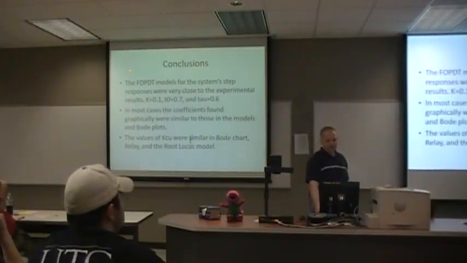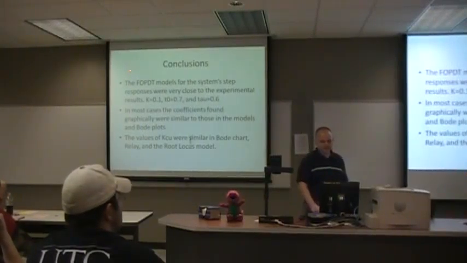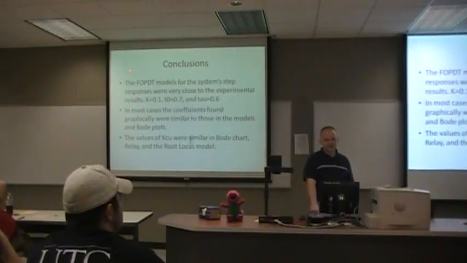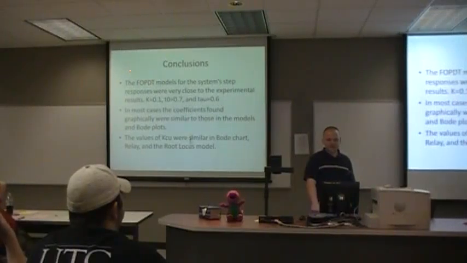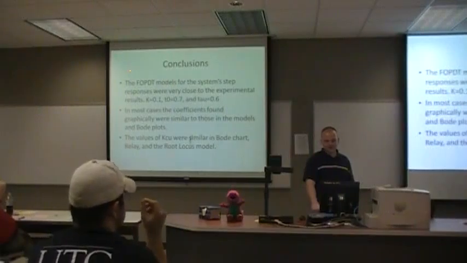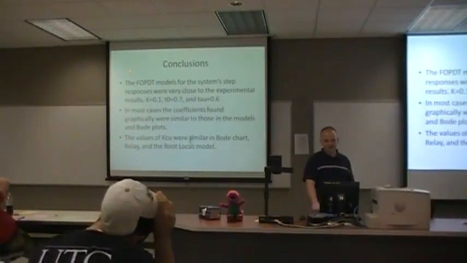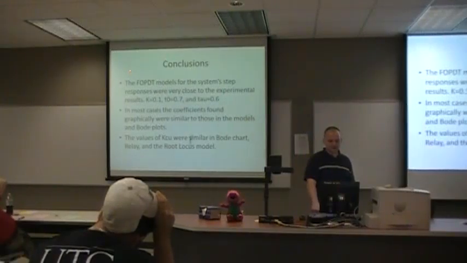Conclusions: FOPDT models for the system step response were very close to the experimental results: K 0.1, T naught 0.7, and tau 0.6. In most cases, the coefficients found graphically were similar to those in the model and the Bode plots. Values of KCU were similar in the Bode charts, relay, and Locus model.